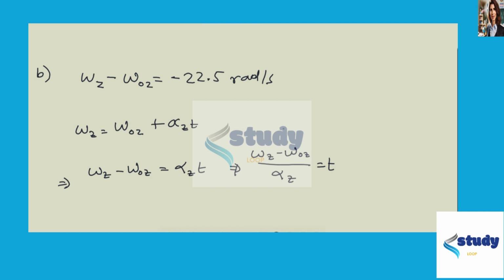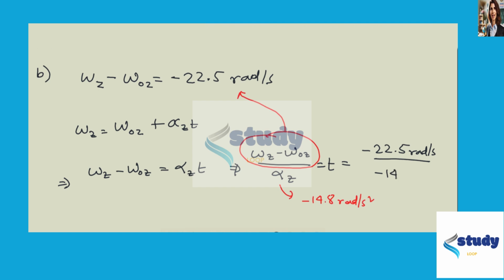We know that this difference right here is negative 22.5 radians per second, and alpha z is negative 14.8 radians per second squared. So using the numbers, t becomes 1.52 seconds. So we need 1.52 seconds to decrease the angular velocity by 22.5 radians per second.